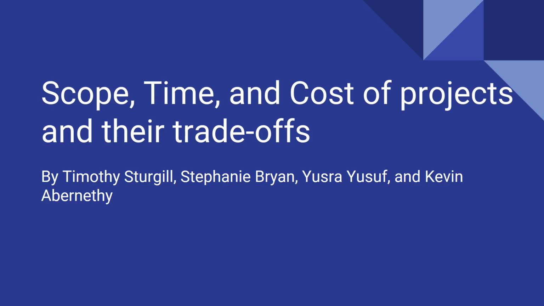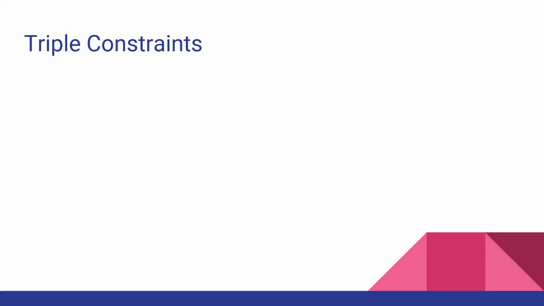There's a lot when it comes to a project for an organization. There are many aspects to a project, including things such as the people involved or the software being used. However, an organization has to be careful when starting a project. This video will go into detail on what are the 3 most significant restrictions when it comes to a project and the trade-offs between them. These 3 restrictions, referred to as the triple constraints, are scope, time, and cost.